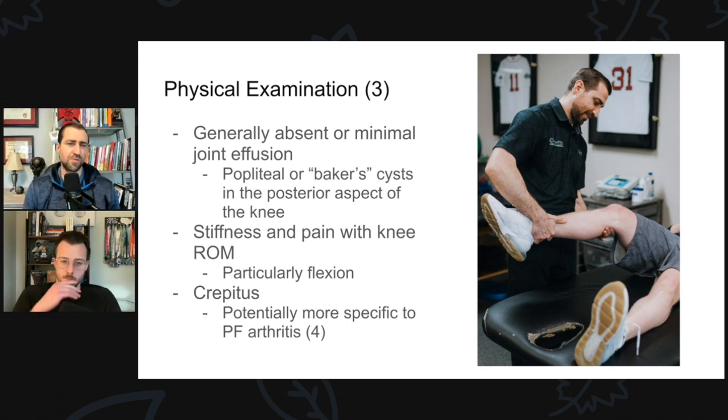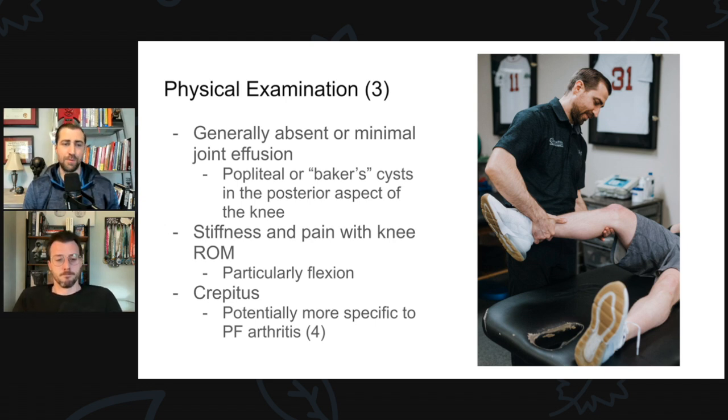But I thought it was interesting just reading that there's generally not too much joint effusion. And thinking back on my knee OA patients, I tend to see a decent amount of swelling, right? But maybe that's more indicative of chronic meniscus issues or something along those lines, right? This is just something I read that kind of contradicts what I've seen. So who knows? These folks tend to have stiffness and pain with knee range of motion, particularly flexion.